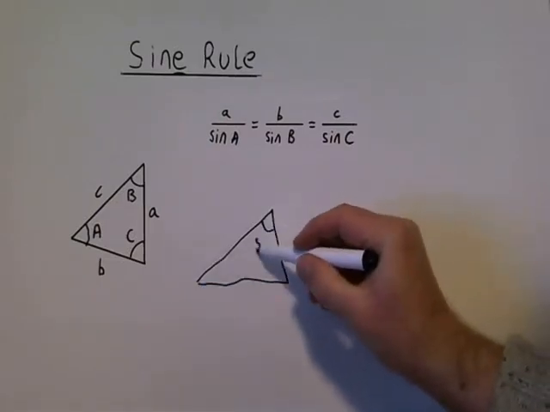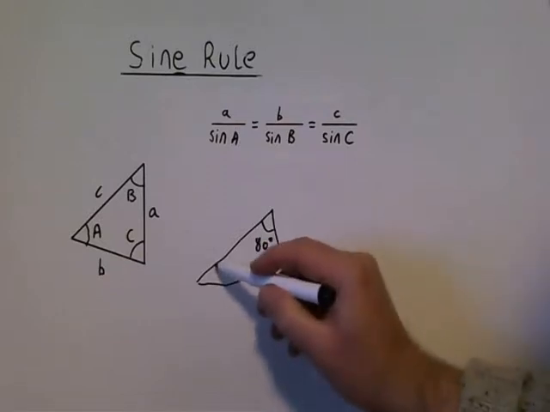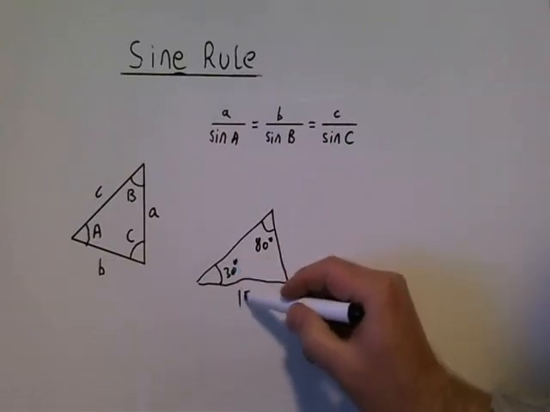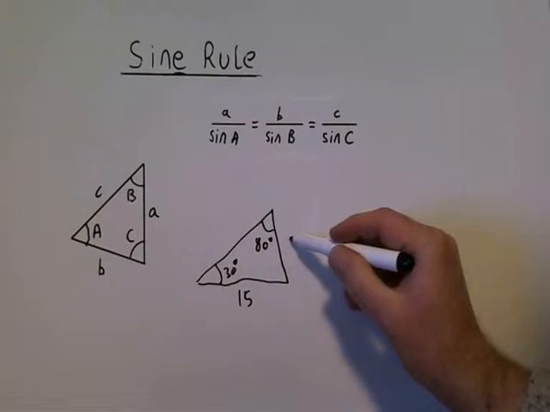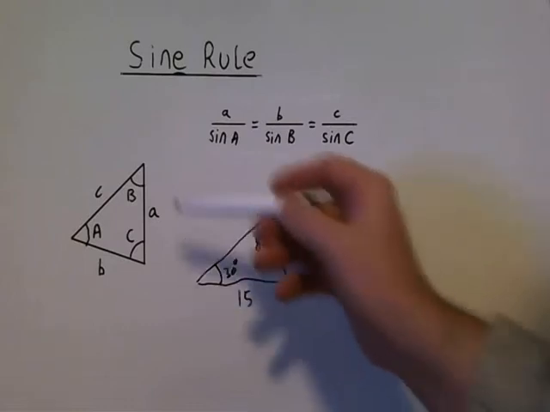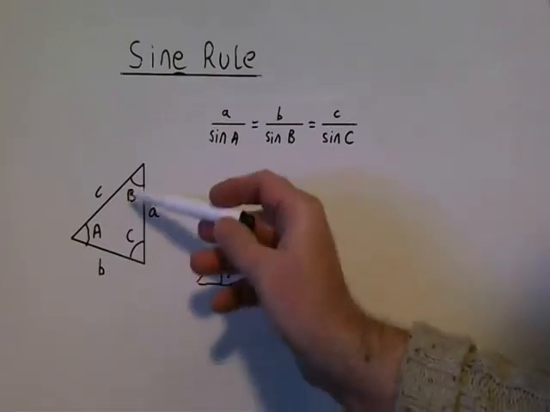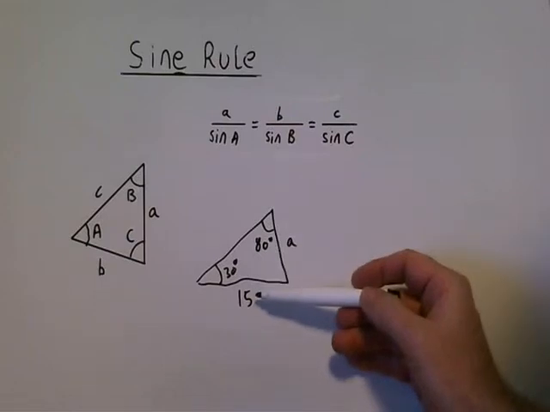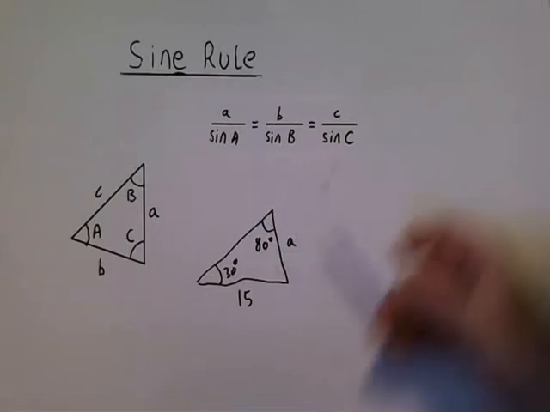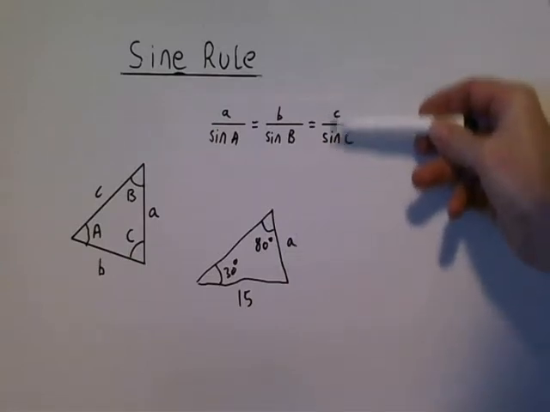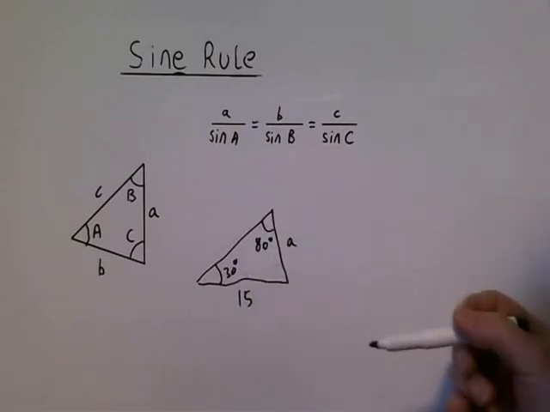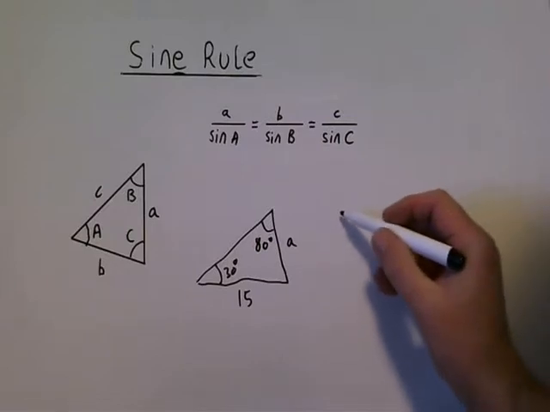We'll call that 80 degrees. This one 30. This side 15. And we call that a. And if you look at it, we've got what corresponds to B, the angle B and the side b, there and there, and we've got the angle A and the side a. So you can see we don't really need this section here, C and sine C, and we can use the bits we know to find a using the sine rule. So let's put everything in we know.